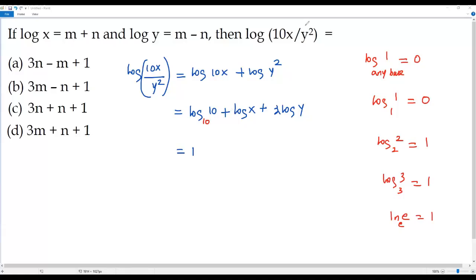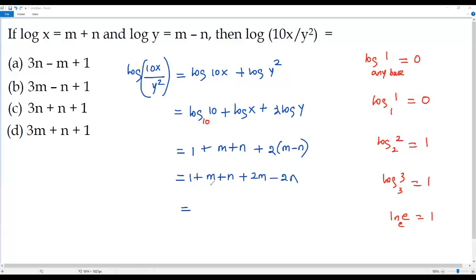Okay, now what we can do is 1 + for log x, we have m + n. We can plug in m + n for log x, and 2 times for log y, we have m - n. We can plug in that for log y. Okay, 1 + m + n. Now I can distribute this 2 to m and negative n. Then I'll be getting + 2m and - 2n.